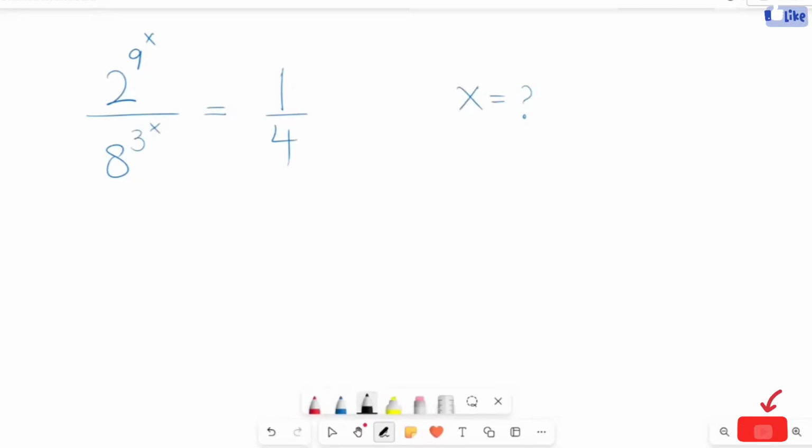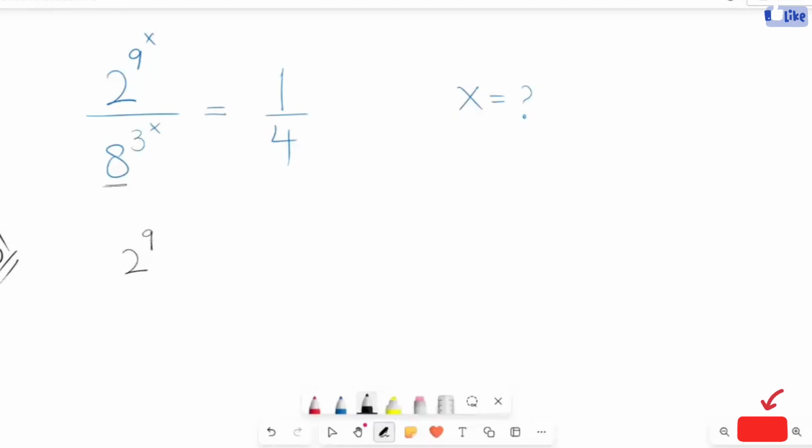Hi, here we have another exponential equation: 2 to the power of 9^x over 8 to the power of 3^x is equal to 1 over 4. Here we are going to find the value of x. Let's start our solution. The first step, I'm going to change this base 8 into the form of a power.